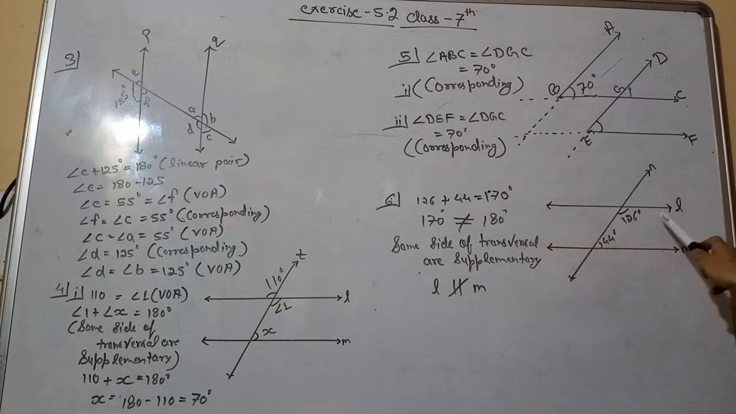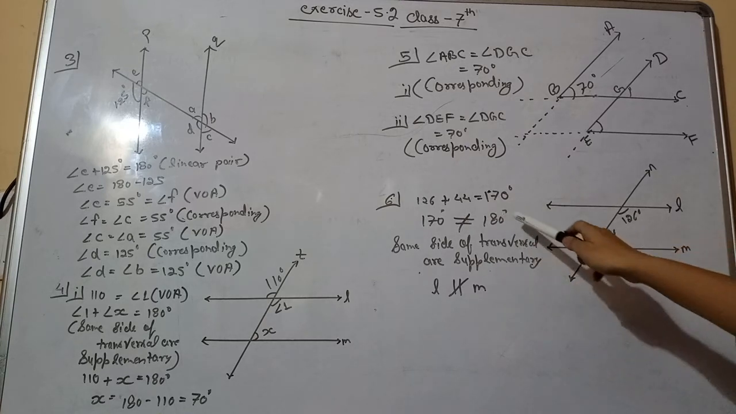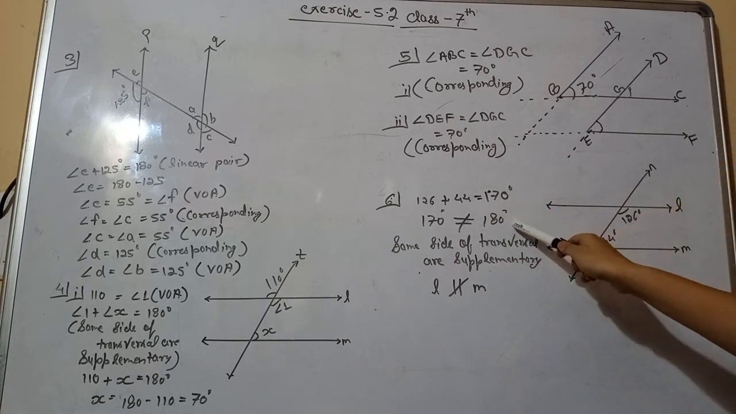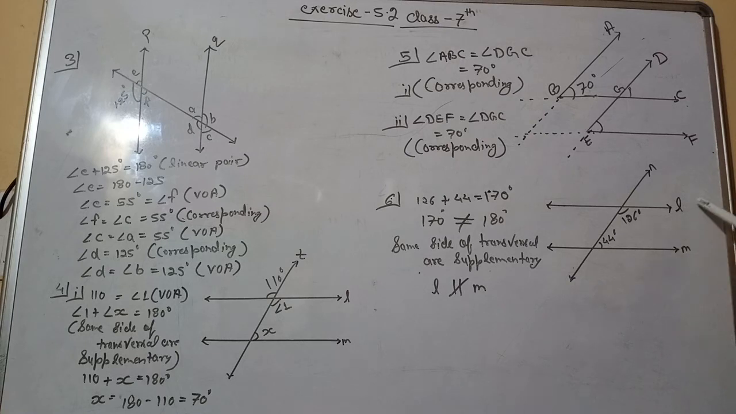When we add 126 and 44 degrees, it gives us 170 degrees, and this is definitely not equal to 180 degrees. So yes, we can say L is not parallel to M because the angles on the same side of the transversal are not supplementary.